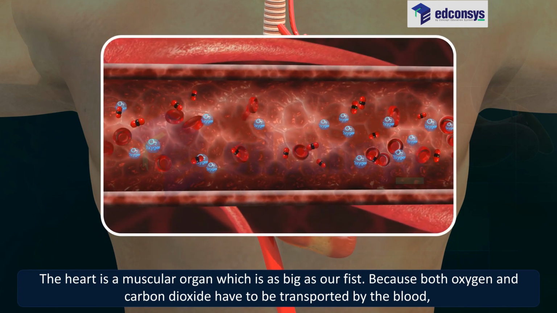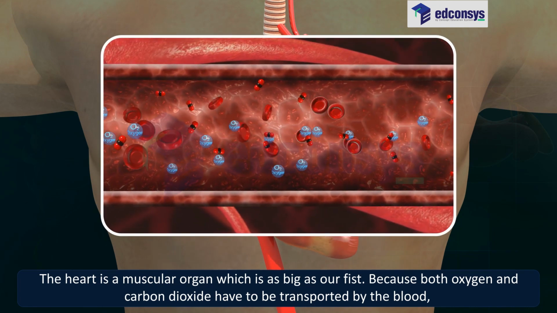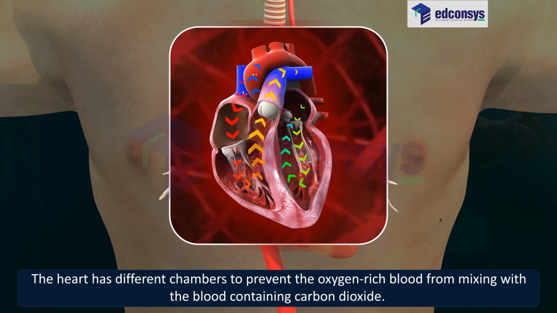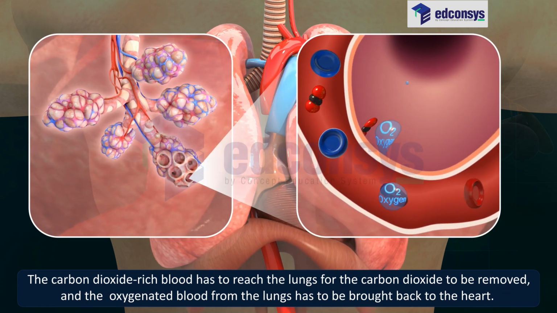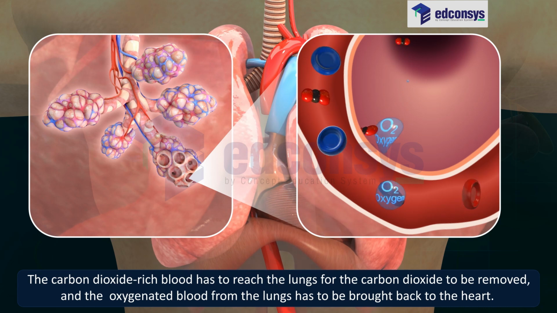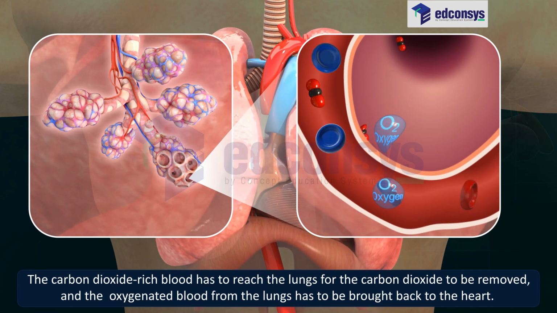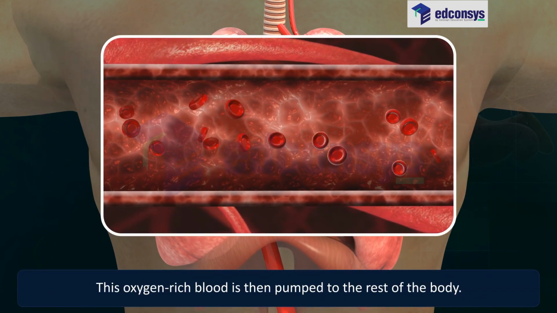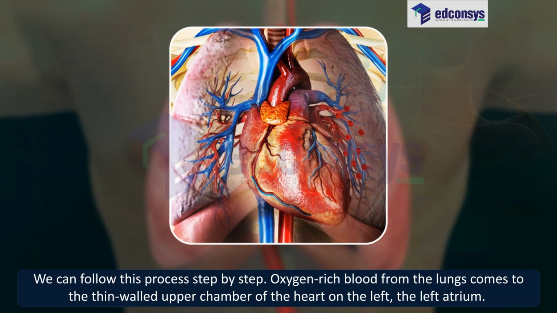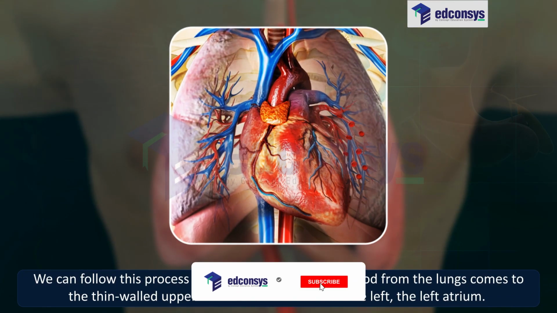Because both oxygen and carbon dioxide have to be transported by the blood, the heart has different chambers to prevent the oxygen-rich blood from mixing with the blood containing carbon dioxide. The carbon dioxide-rich blood has to reach the lungs for the carbon dioxide to be removed, and the oxygenated blood from the lungs has to be brought back to the heart. This oxygen-rich blood is then pumped to the rest of the body. We can follow this process step by step.